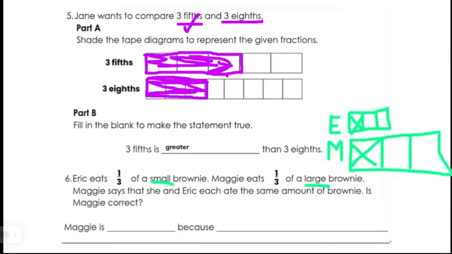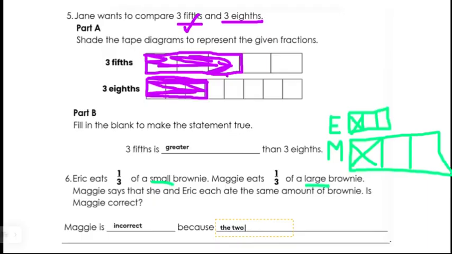Well, can we compare 2 brownies that are not the same size? Because it says that Eric had a small brownie and Maggie had a large brownie. So is it possible for us to compare 2 things that are not equal, that are not the same size? No, we cannot do that. So Maggie in this case is incorrect. She is incorrect, okay? She's not right. She wouldn't be right in saying that they ate the same amount of brownie.